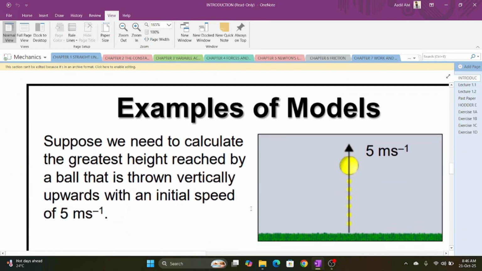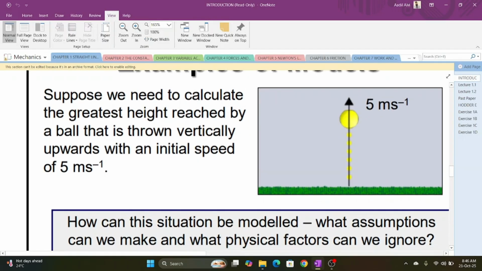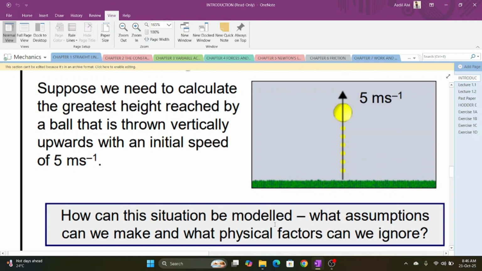All right, so let's look at some examples of models. Suppose we need to calculate the greatest height reached by a ball that is thrown vertically upwards with an initial speed of 5 meters per second. So you have a ball on the ground and you throw it with a speed of 5 meters per second vertically upwards. How can this situation be modeled? What assumptions can we make, and what physical factors can we ignore?